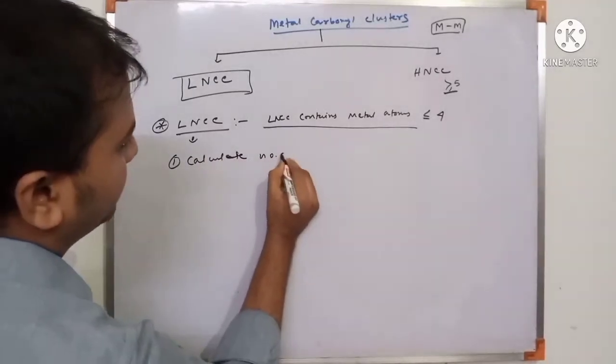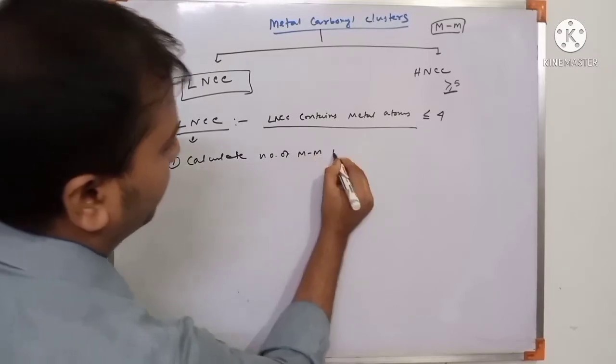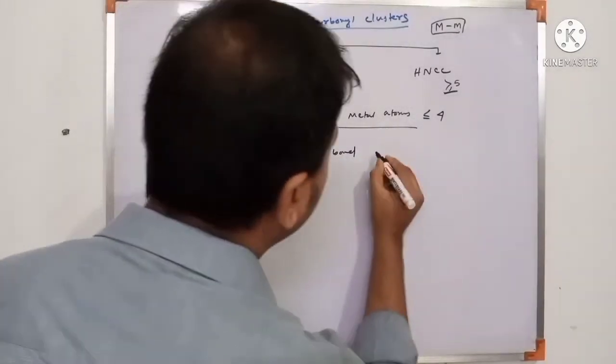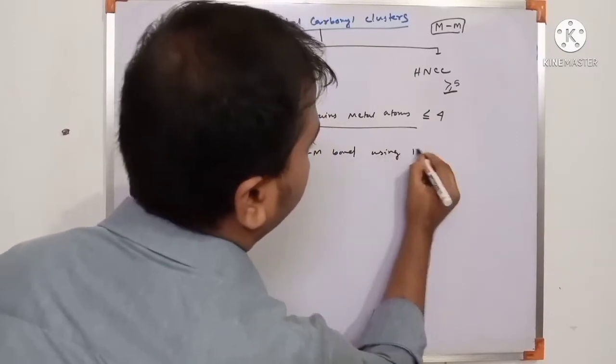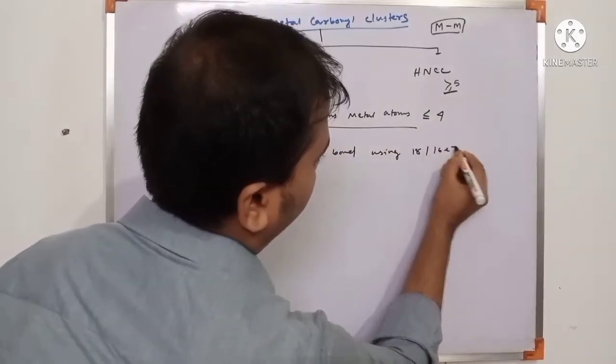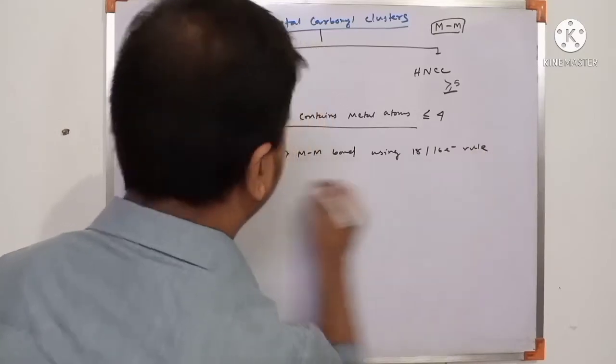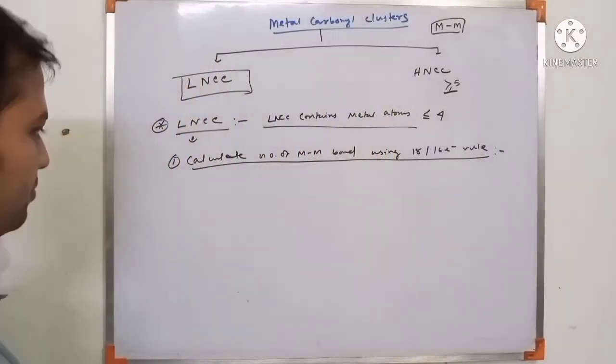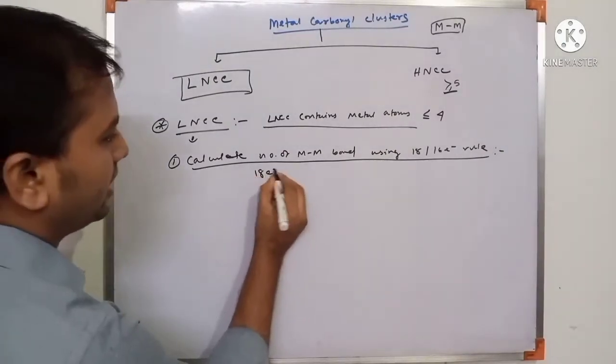Now for LNCC, we calculate the number of metal bonds using the 18 or 16 electron rule. Now first I discuss the 18 electron rule.